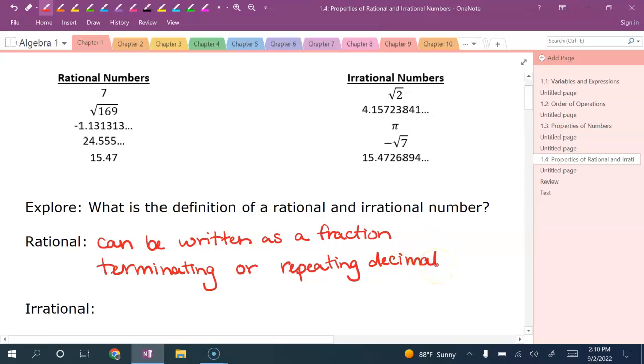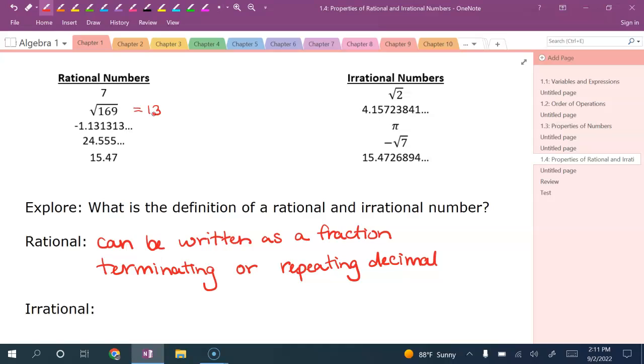So up above, all of those numbers could technically be written as a fraction if I wanted to. Like 7, I could put 7 over 1. The square root of 169 is 13, so I could write that as 13 over 1. And then those other numbers, even though they look like decimals, the decimal portion had to come from some type of fraction. So I could write those decimals as fractions instead if I wanted to.